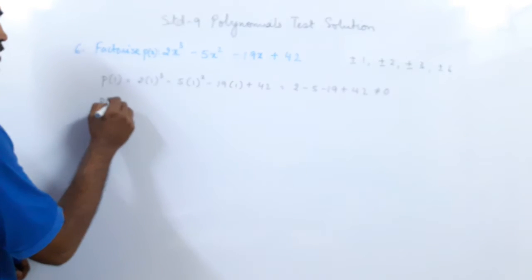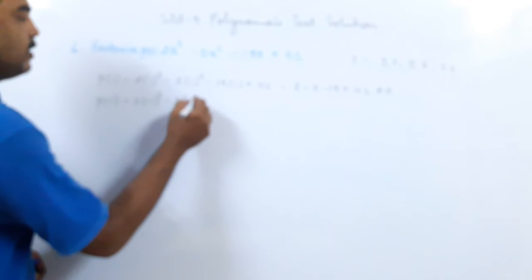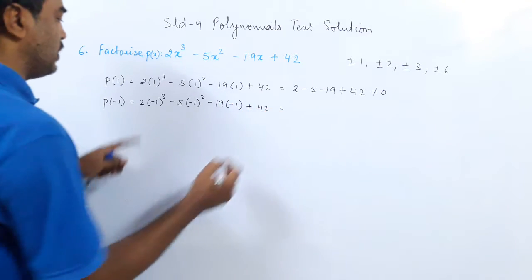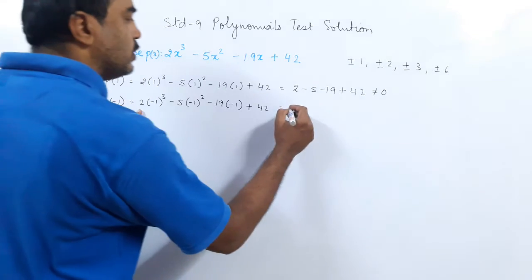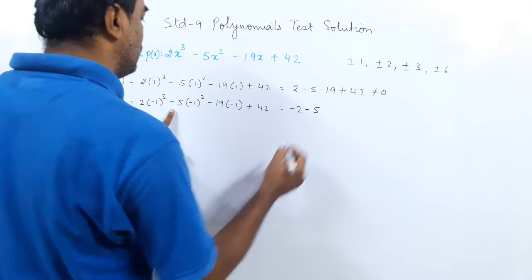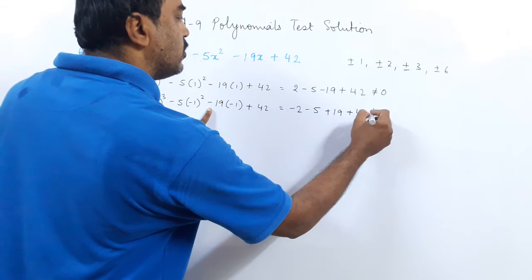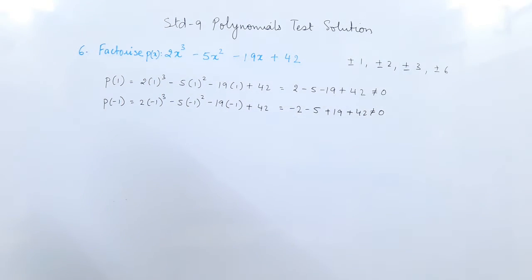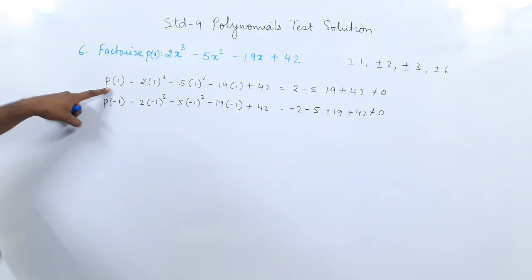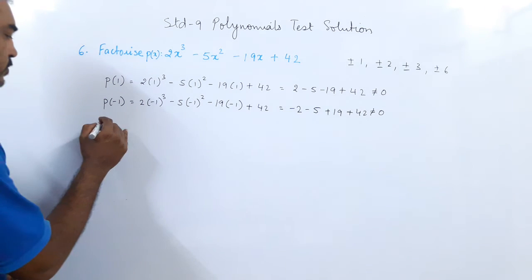So we go for p of minus 1. 2 into minus 1 the whole cube minus 5 into minus 1 the whole square minus 19 into minus 1 plus 42. Minus 1 the whole cube is minus 1 into 2, minus 2. Minus 1 the whole square is 1. So minus 5, plus 19, plus 42. Solve this, not equal to 0. So even x plus 1 is not a factor. p of 1 is not 0, so x minus 1 is not a factor. p of minus 1 is not 0, so x plus 1 is not a factor.